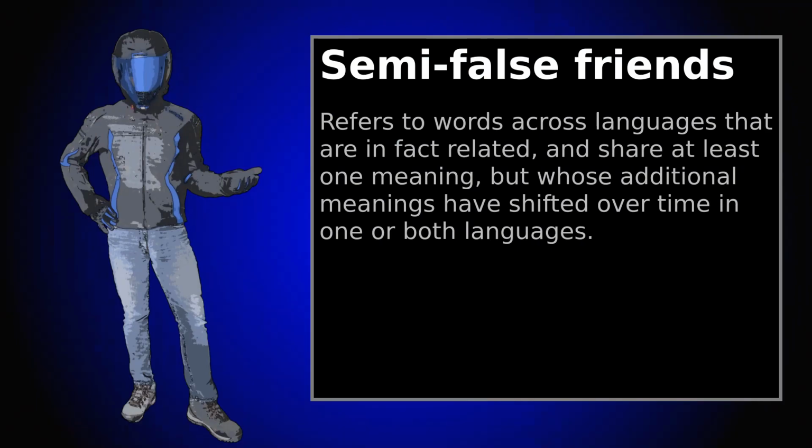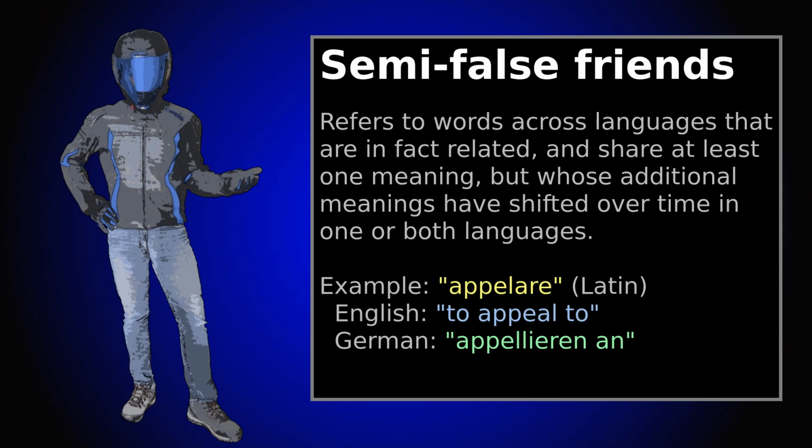But let's talk about something I'm going to call semi-false friends. These are words that are in fact related across languages, but which have picked up new meanings and or dropped existing meanings over time in one or both languages. Appellare from Latin is a good example of this. In modern English, there are a bunch of definitions of this word that simply don't work in German.